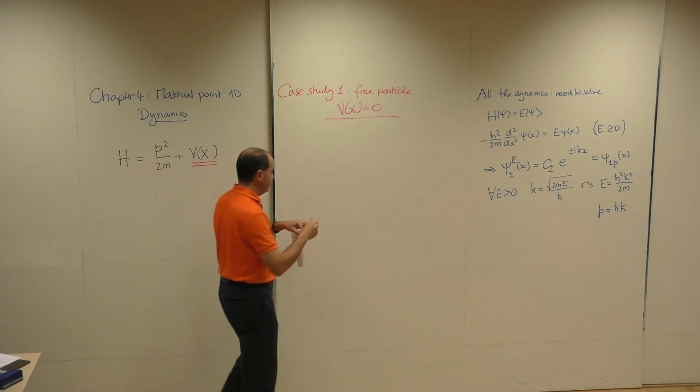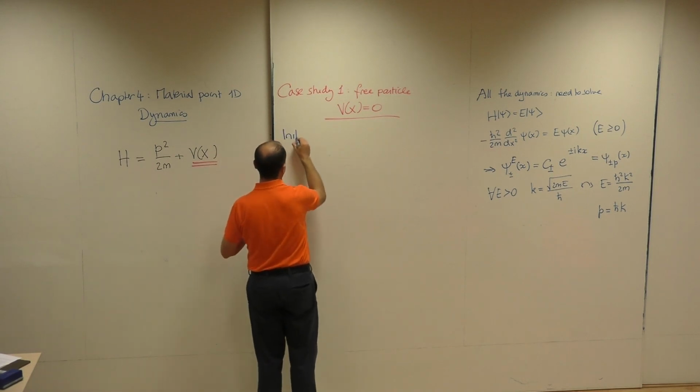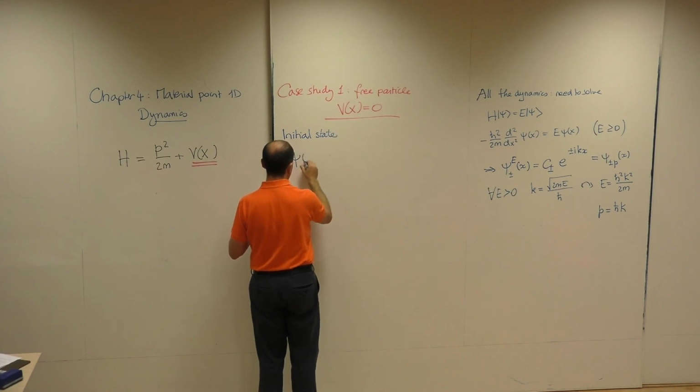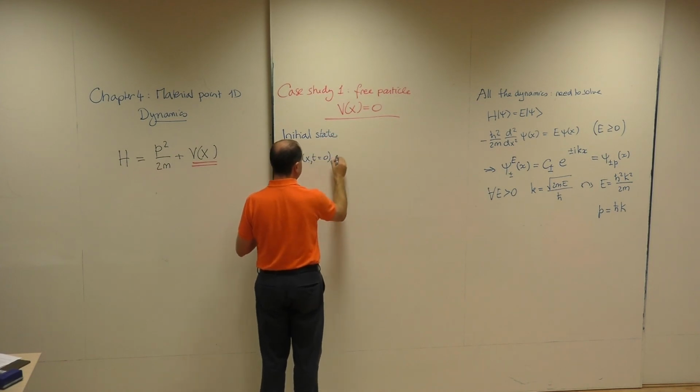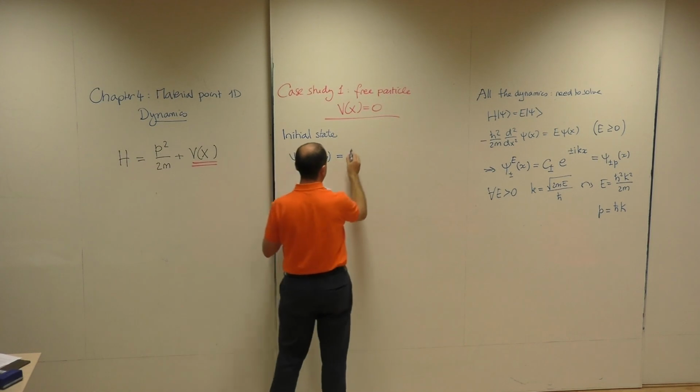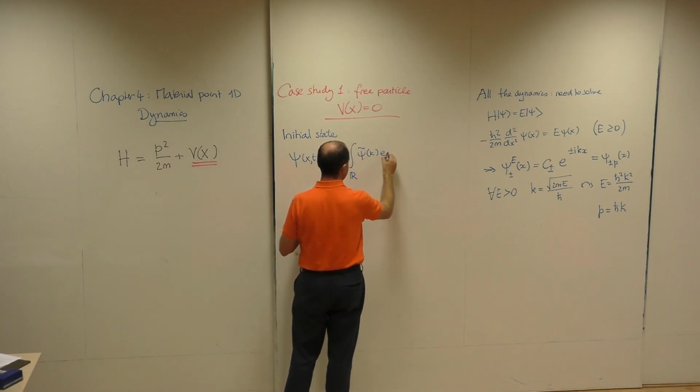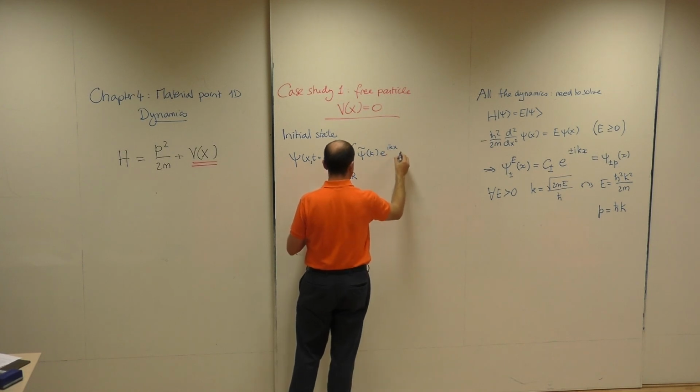An arbitrary initial state, psi of x, t equals 0. Well, I can always write it in Fourier transform, right? Psi tilde of k e^{ikx} dk.